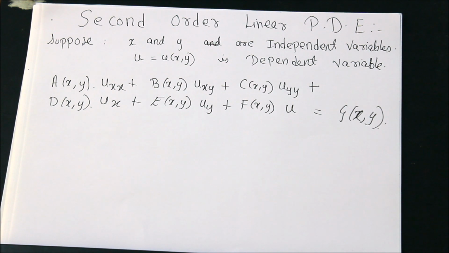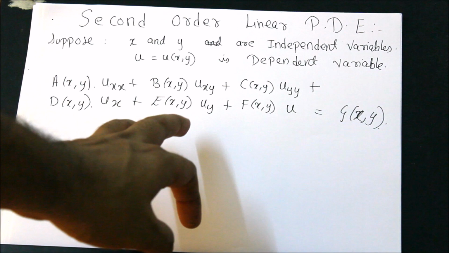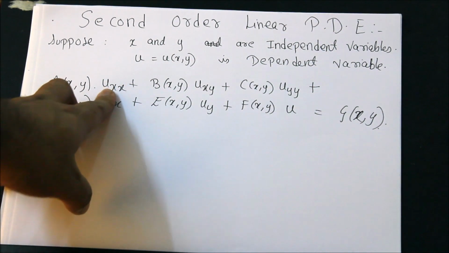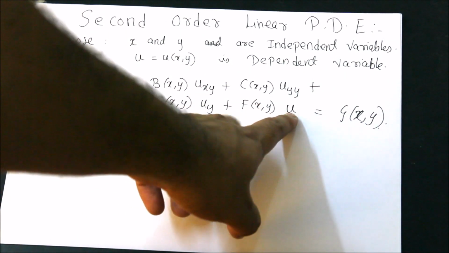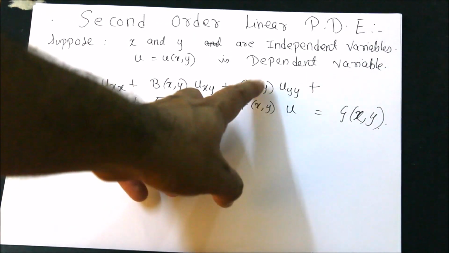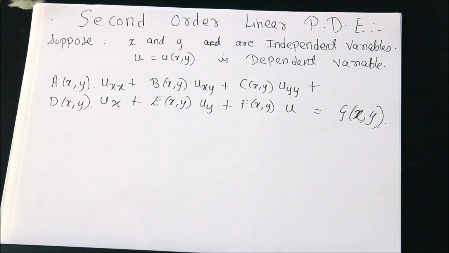Because it's semi-linear, plus none of the terms which contain the dependent variable or its derivative have degree bigger than 1. Here, the derivatives of the dependent variable all have degree 1. And there is no u or its partial derivatives in the coefficients because they are functions of x and y. So therefore it's a linear partial differential equation. And the right hand side is some function of x and y.